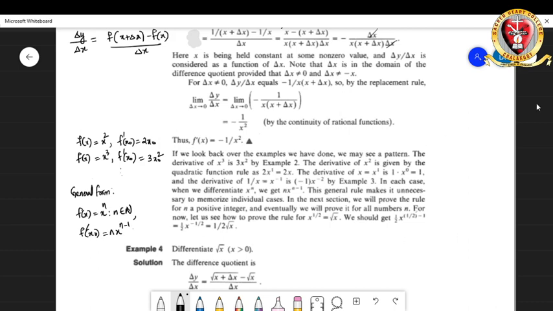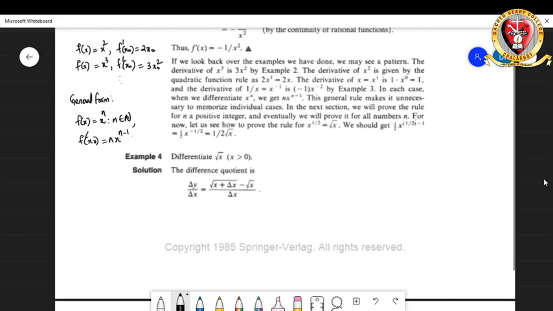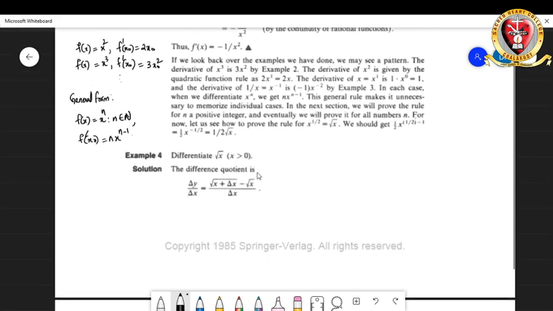Now the next question is about differentiating the root of x when x is strictly greater than 0. The difference quotient is delta y by delta x is equal to, what do you have here? Yes, you have delta y by delta x to be calculated, that is equal to f of x plus delta x minus f of x divided by delta x. So f of x plus delta x is equal to root of x plus delta x minus root x divided by delta x.